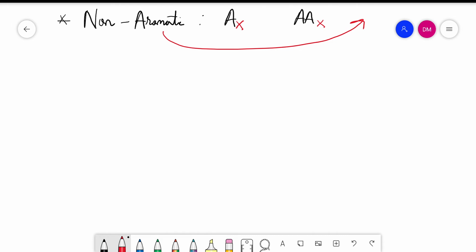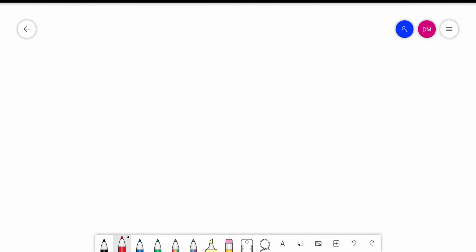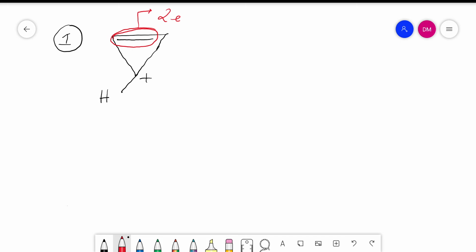Okay, so now let me erase the full part. So let's get started with the first example. That is this one. Pi bond, then extension of hydrogen and a positive sign. So can anyone tell in the comment section how many electrons are present here? You can see this pi bond over here, only a single pi bond, which means how much? 2 electrons.